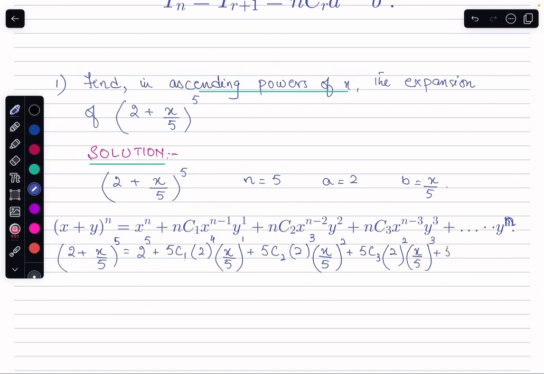And then I have a 5c4, 2 to the power 4, and x by 5 to the power, 5 minus 4, giving me a 1, and x by 5 to the power 1, and then it's x by 5 to the power of 5 only. So I can see I'm having 6 terms here: first, second, third, fourth, fifth, and then sixth. So I have my complete expansion.